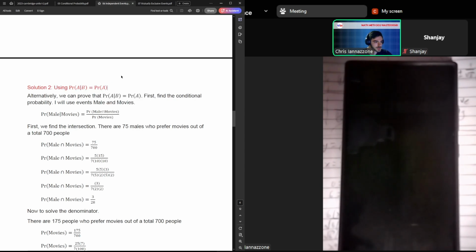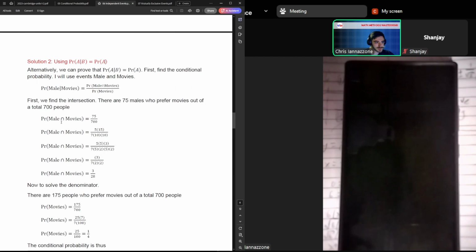Alternatively, you could go through the other approach, which was do the conditional and then compare it to probability of A. Now, this ends up being the exact same work. This is more so just for whichever makes most sense in your brain. Because to calculate this conditional, you still need the intersection and you still need the other probability. Literally all you have to do here is multiply both sides by probability of movies and you get exactly the same working out as before. So really it's just a personal preference thing.